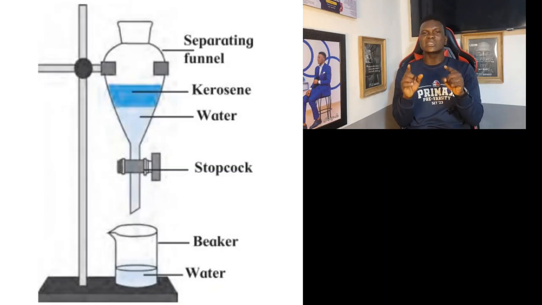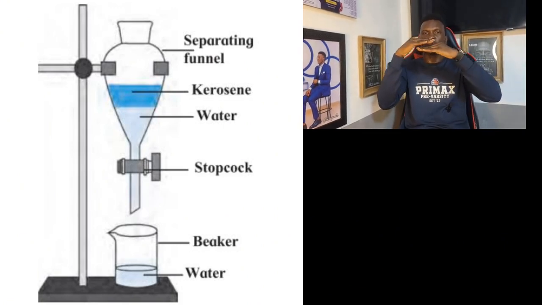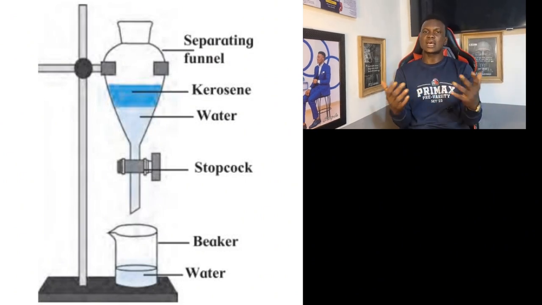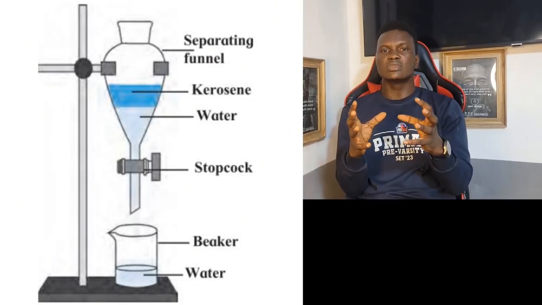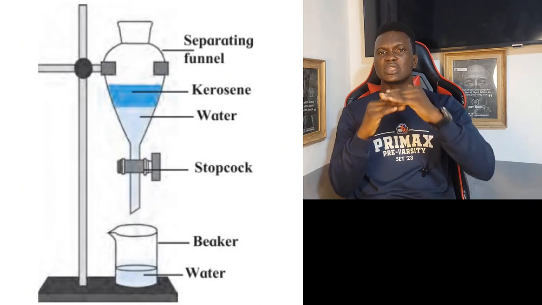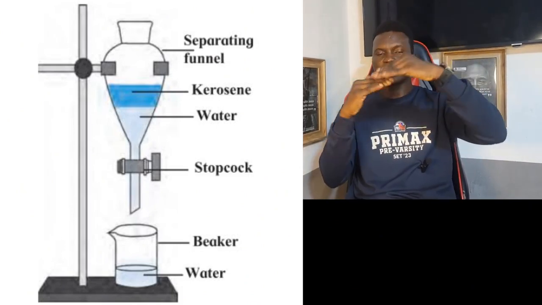The next type of separating technique is what we call the separating funnel. You can use a separating funnel to separate two immiscible liquids. When you have immiscible liquids, they form layers, for example, kerosene and water. They form layers on top of each other. Then you can drain off the one that is denser while you leave the one that is less dense at the top. So what we use in separating two immiscible liquids is the separating funnel. And the principle we use is based on which one can go down, which one can stay at the top. So that is what? Density.